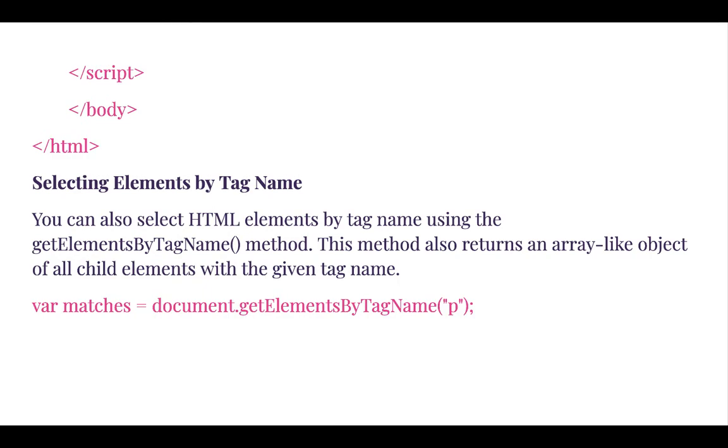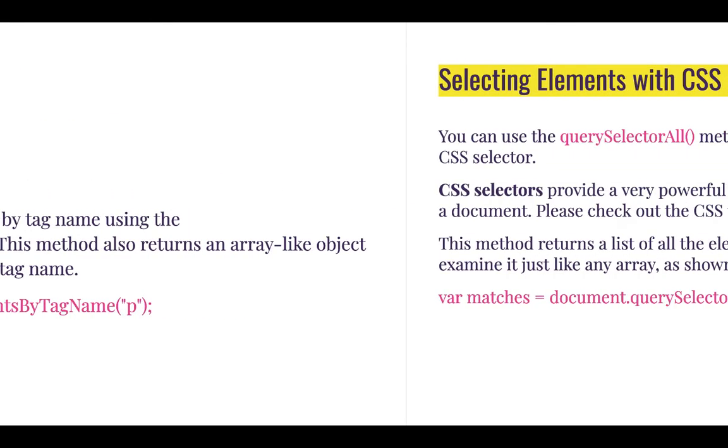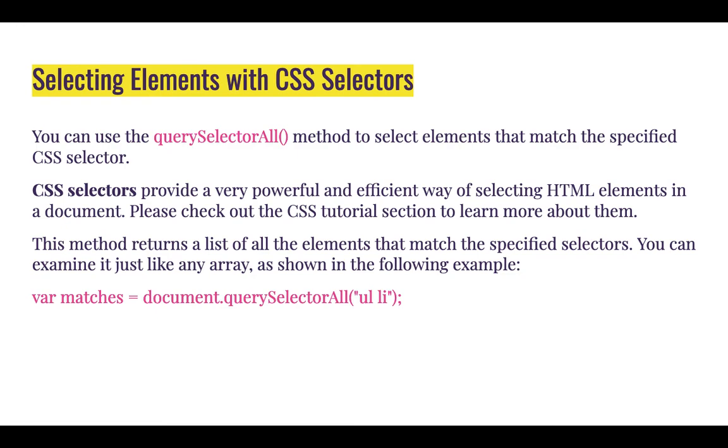You can also select elements by tag name using document.getElementsByTagName. This also returns an array-like object of all child elements with the given tag name. You can also use the querySelectorAll method to select elements that match the specified CSS selector. CSS selectors provide a very powerful and efficient way of selecting HTML elements in a document. Please check out the CSS tutorial section to learn more about them.